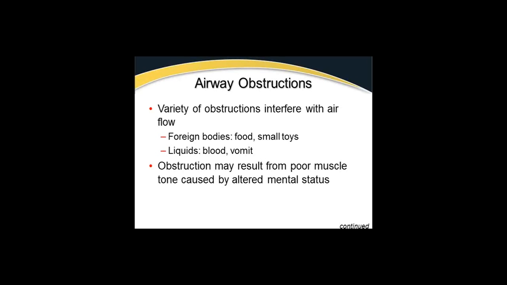An obstruction can result from poor muscle tone caused by an altered mental status. In fact, if you are a snorer or you know somebody that is a snorer, they have a frequent airway obstruction. People who might have something called obstructive sleep apnea, usually the muscle tone has relaxed enough that it doesn't hold the tongue up where it needs to be, and some of the tissue becomes very relaxed, and it basically flutters in the breeze of the air going in and out. And so that's what sleep apnea is, OSA, obstructive sleep apnea.